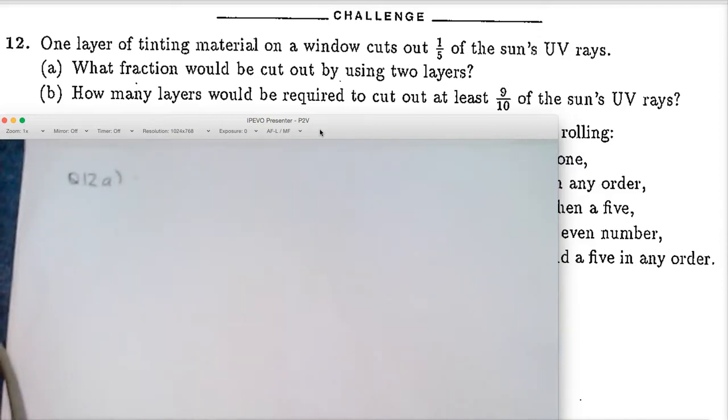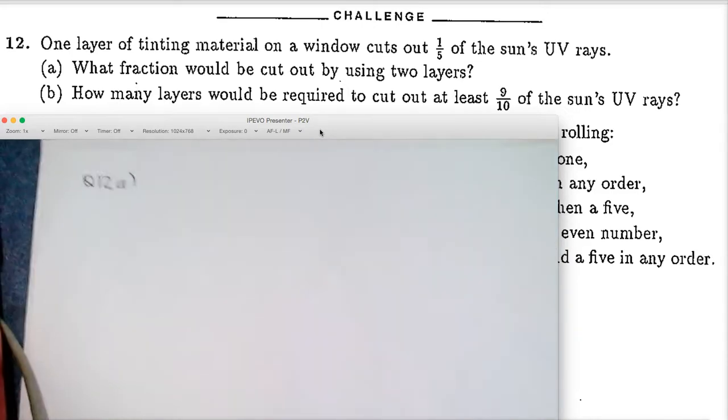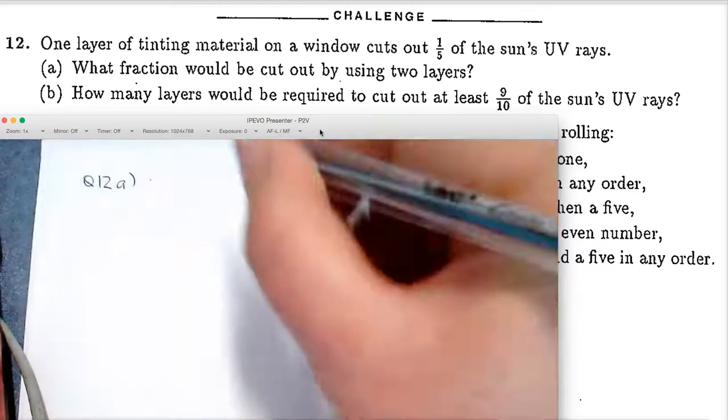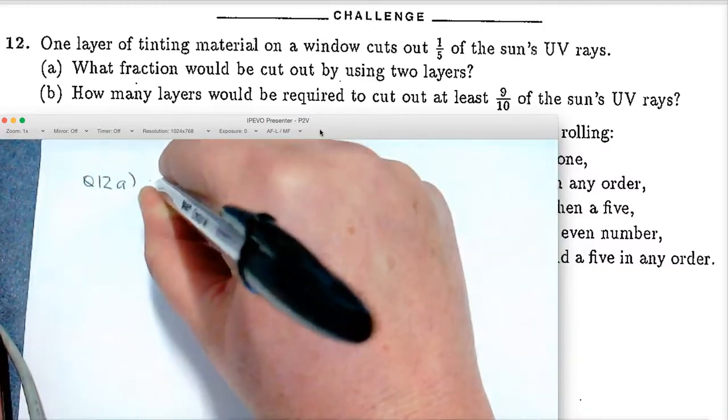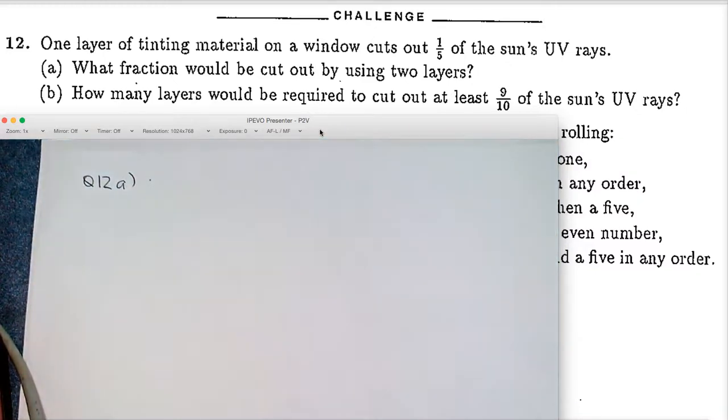Exercise 7D, question 12, it says one layer of tinting material on a window cuts out 1/5 of the sun's rays. So that means if it cuts out 1/5, what fraction of the sun's rays are still going through? 4/5, that's right. So one layer cuts out 1/5. There's still 4/5 going through. The second layer will cut out 1/5 of 4/5. So we've got, but they said using 2 layers.